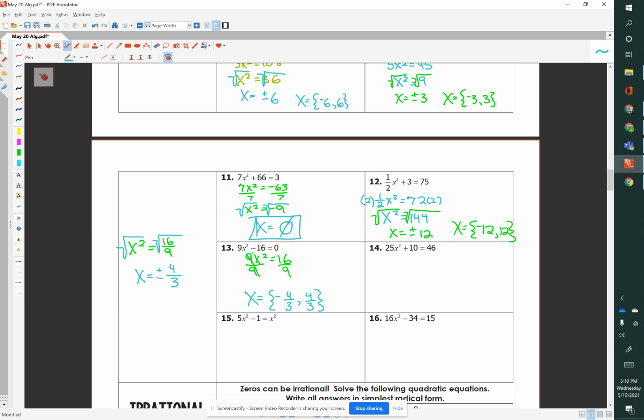And number 14, 25x squared plus 10 equals 46. We'll subtract 10 from each side, which will give us 25x squared equals 36. Then we'll divide by 25 to give us x squared equals 36 over 25.